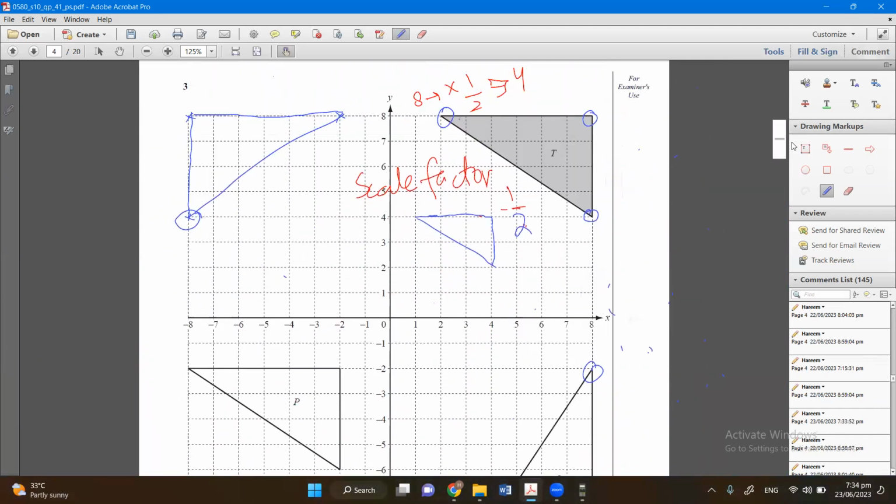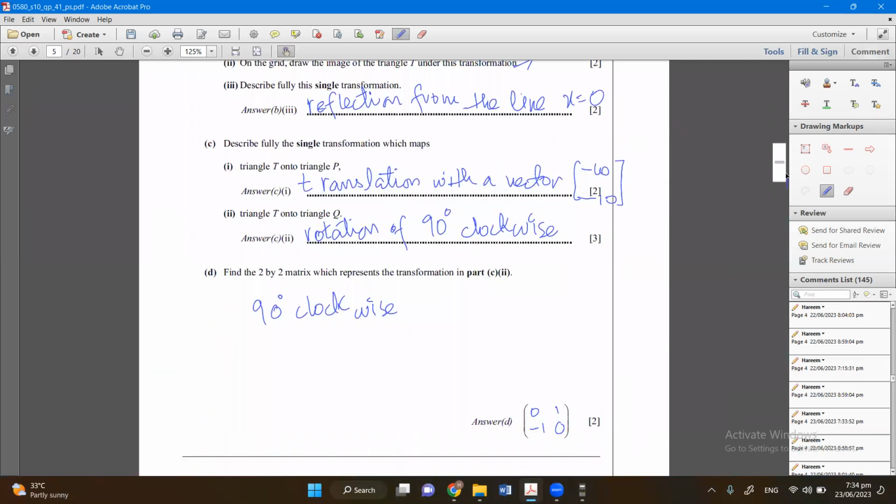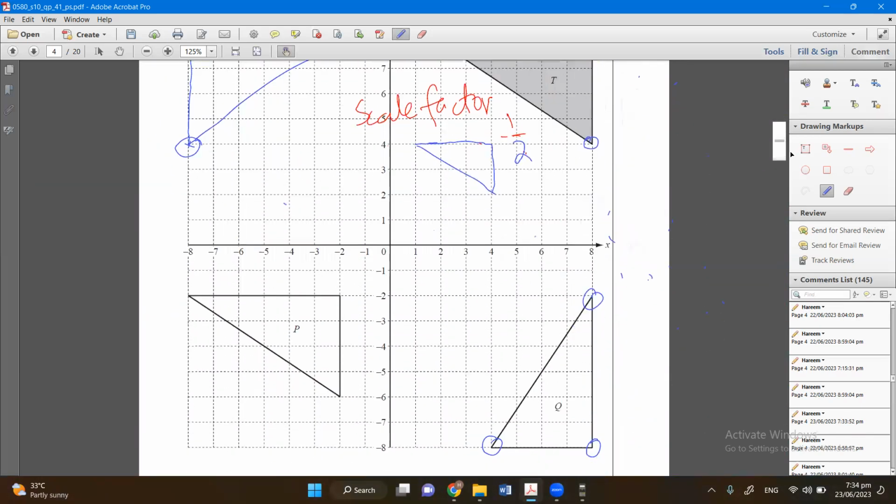Now in the next part, they are asking us what type of transformation is this. So if you can imagine, if you can see, it's a reflection. It's simply a reflection. So I have already written it. Reflection from the line x equals to 0.